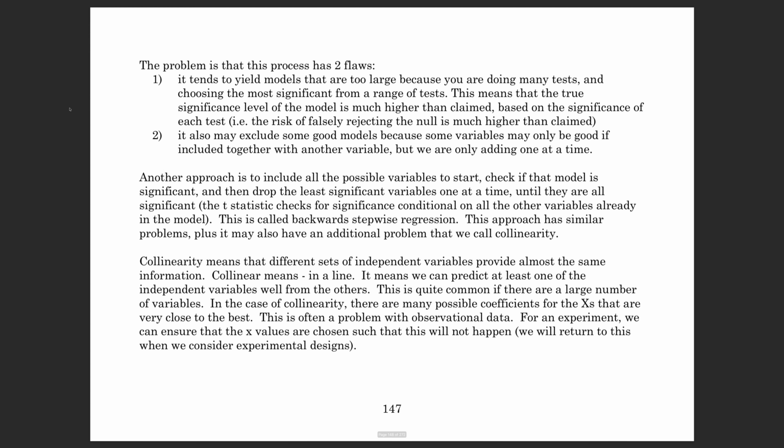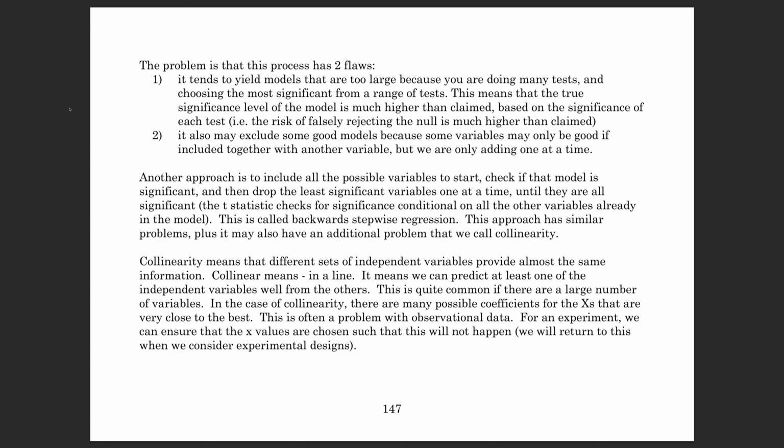Now the problem was that this process has 2 flaws. First of all, it tends to yield models that have too many variables, that are too large, because we're doing many tests and we're choosing the one that is most significant from a range of tests. So the true significance level of the model was actually much higher than claimed based on the significance of each test. So the risk of falsely rejecting the null became much higher than claimed. So that was the primary problem.